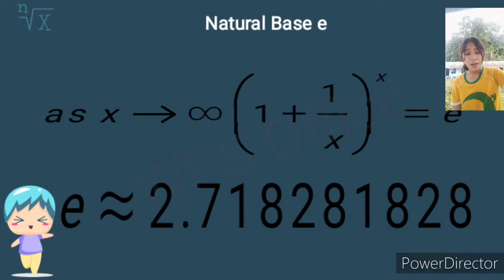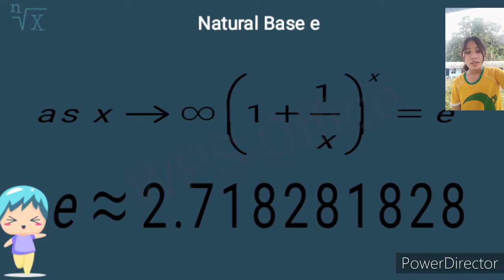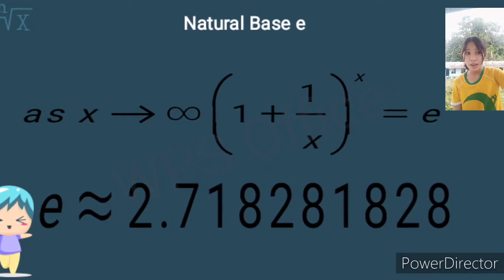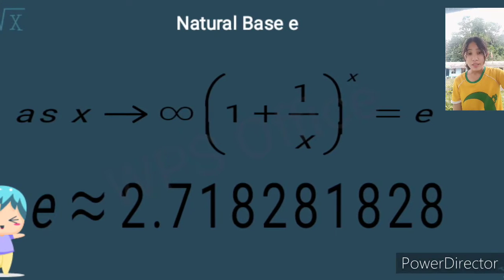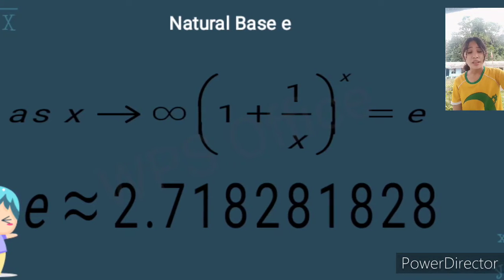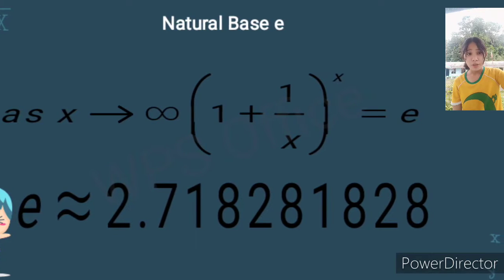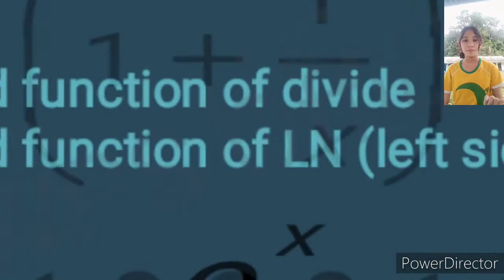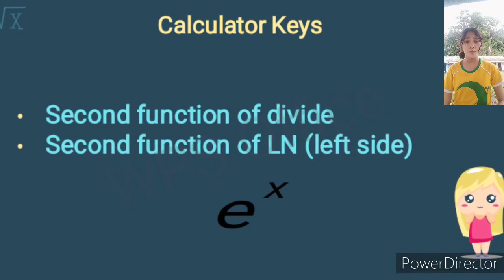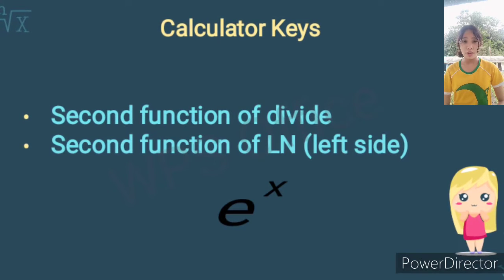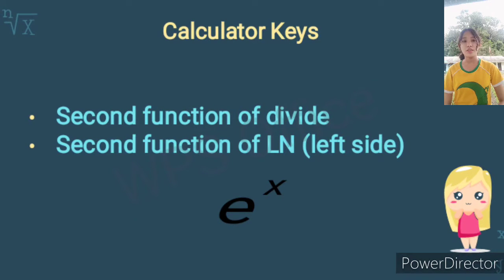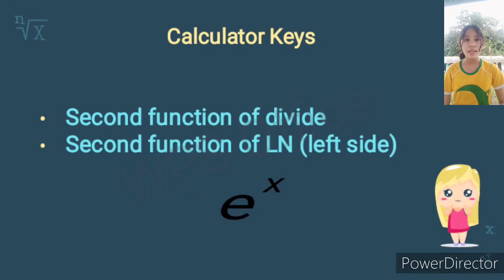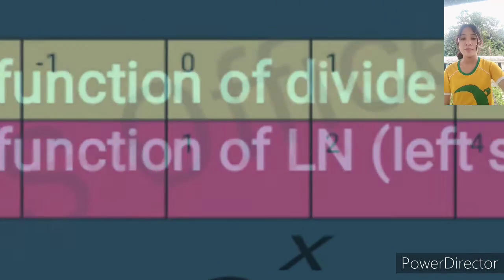The natural base e: the limit as x goes to infinity of 1 plus 1 over x, raised to x, is equal to e, such that the value of e is approximately 2.718281828. In computing the exponential function, we should use a scientific calculator. On the calculator, use the second function of ln, which is e raised to x.